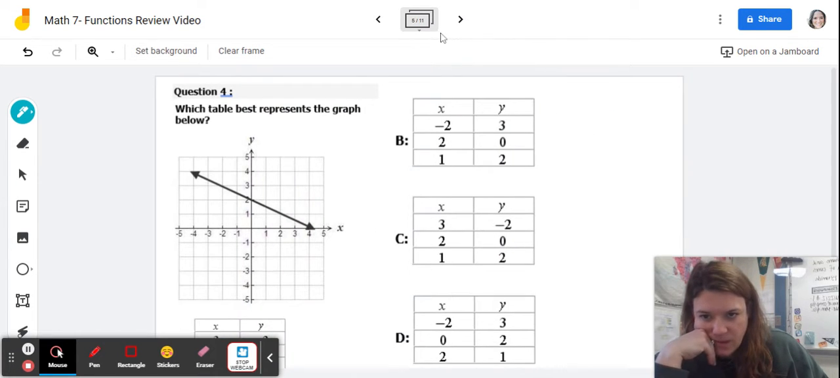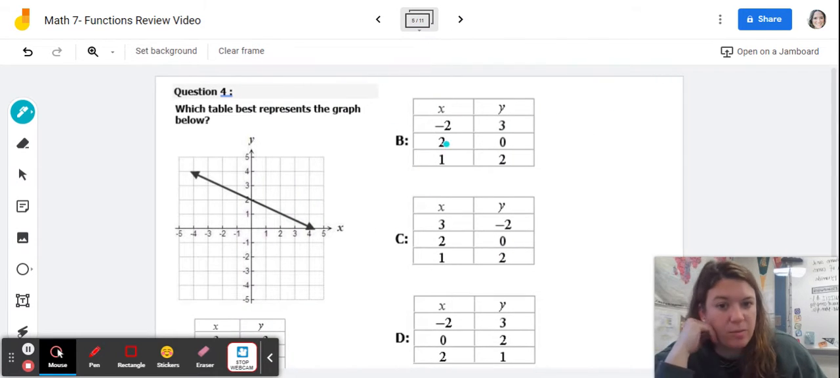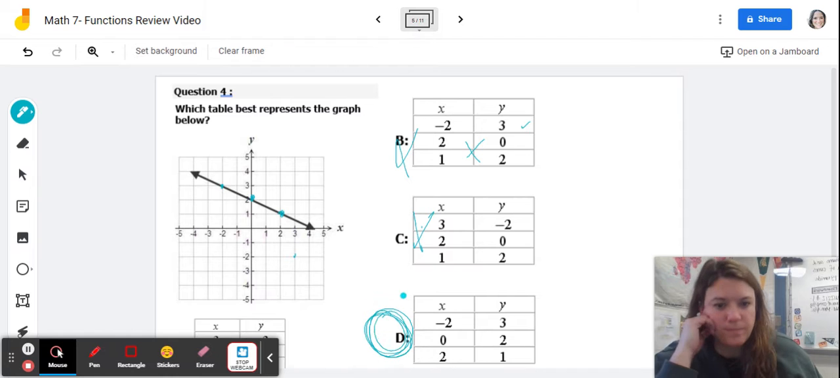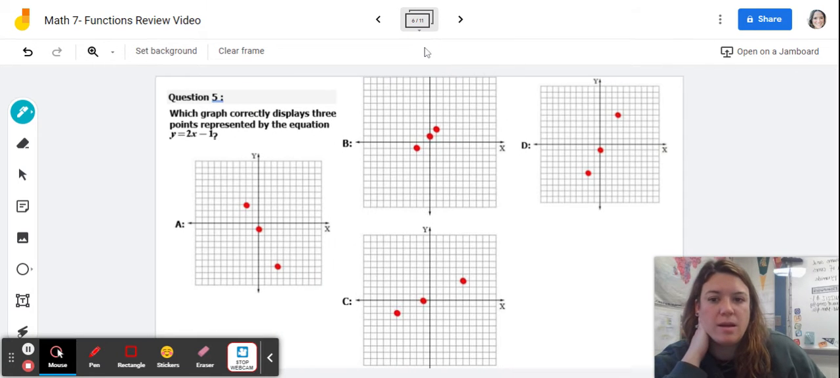All right. Number 4, this is plotting points again. So -2, 3. Oh, that one worked. All right, what about 2, 0? Nope. 3, -2? Nope. -2, 3. So -2 up 3. 0, 2, that works. 2, 1. I'm at D. Okay, number 5.